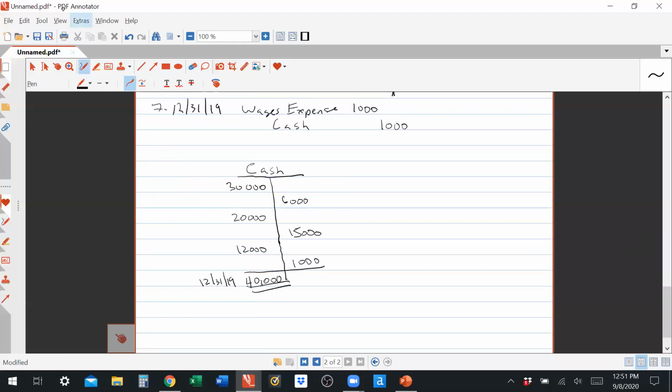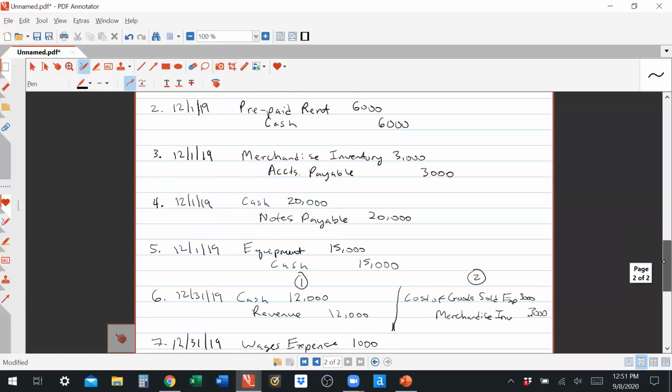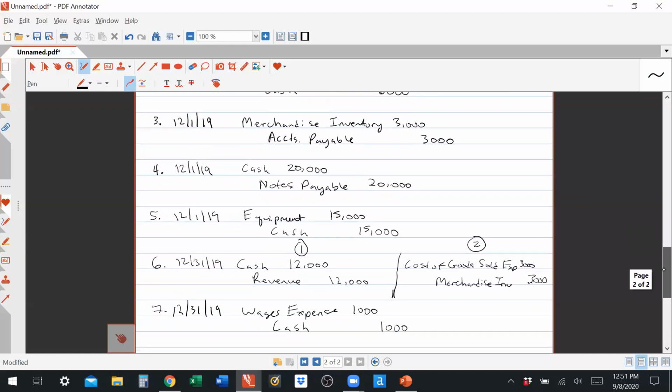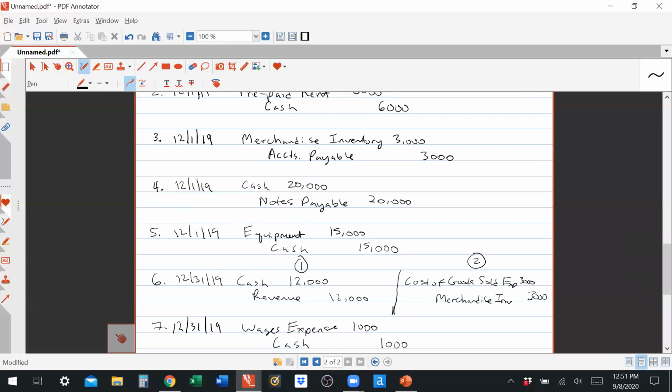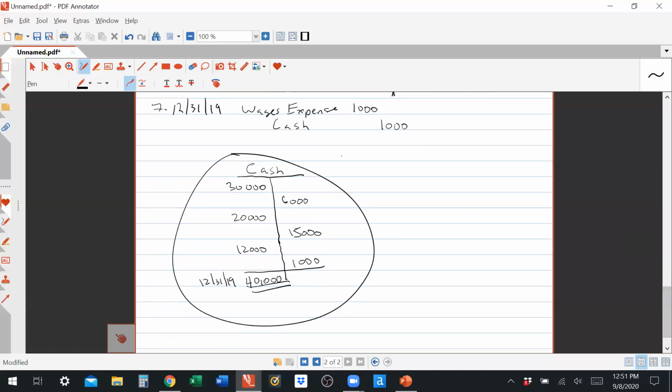All right, you can do the same thing for any of these accounts that are involved. Equipment, there might only be one entry for one of these, like equipment's only involved once, but you do the same thing. This is just an example.